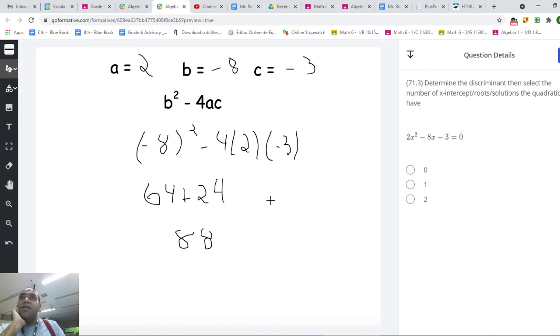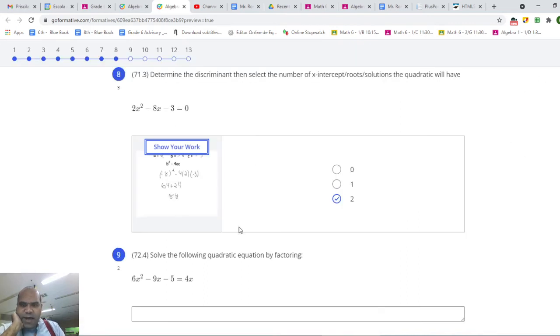Is it a positive number? Yes. If it is a positive number, it means I have 2 results, 2 possibilities. Okay, guys? If it was equal to 0, I have just one solution. If it was less than 0, a negative number, no solution. Great. I think you remember these steps.